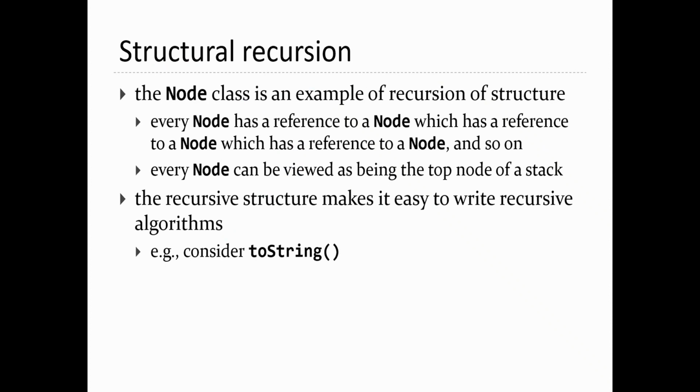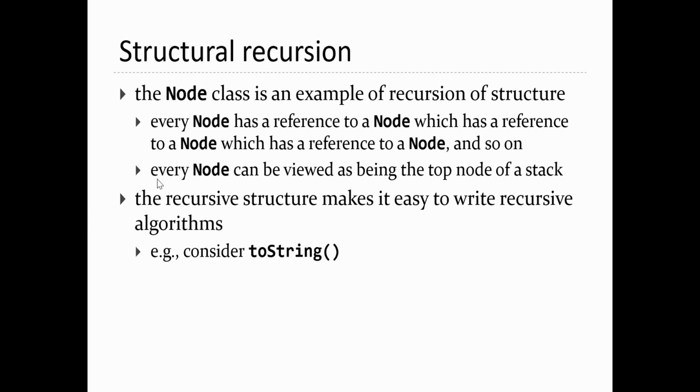All right. There's something funny about the node class. Every node has a reference to another node, until one node has a reference that's null. So the node class is an example of structural recursion. So you know procedural recursion: a function calls another function. Here we have structural recursion: an object has an object of the same type inside of it. So every node has a reference to a node, that node has a reference to a node, which has a reference to a node, and so on, until you end up with a null reference.